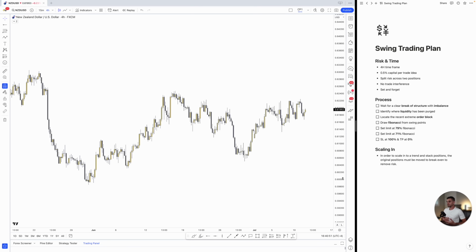So if you would like to utilize this exact trading plan, just try your best to recreate it on Notion, or better yet, personalize it to your own liking, because this is specifically for me and my lifestyle. This isn't necessarily going to work for everybody.